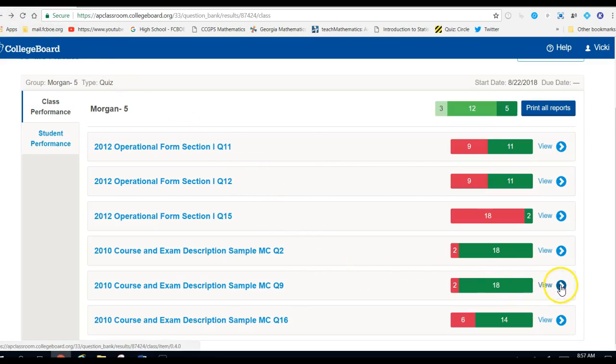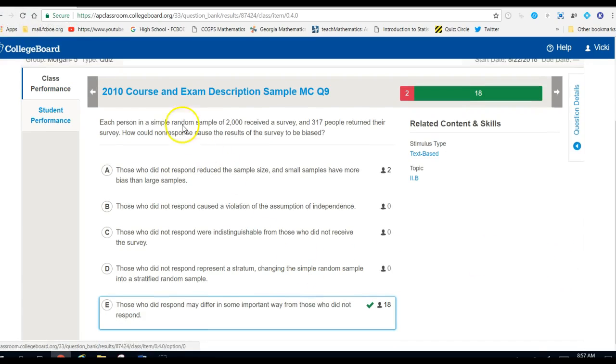And then the next one, students also did pretty well on. Each person in a simple random sample of 2,000 received a survey. 317 people returned their survey. How could non-response cause the results of the survey to be biased?